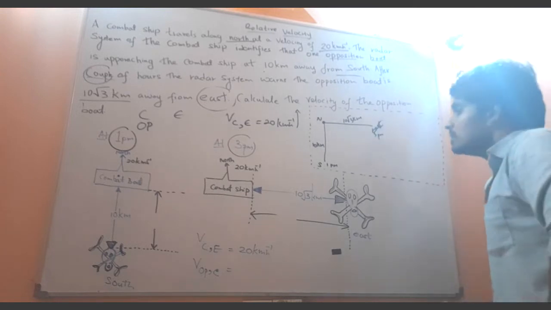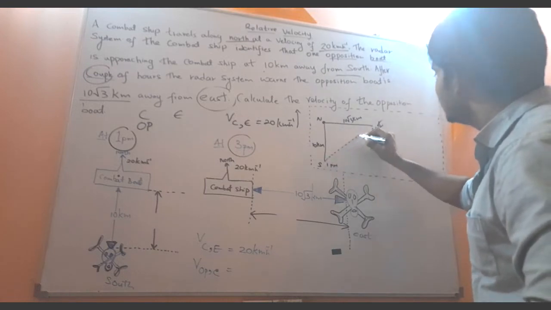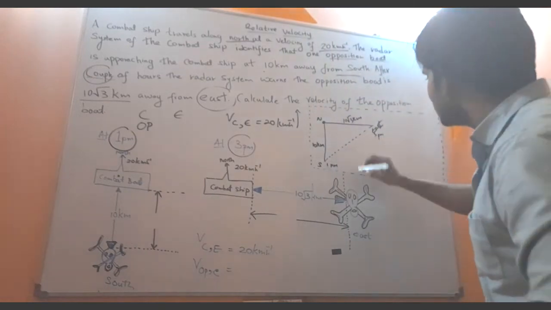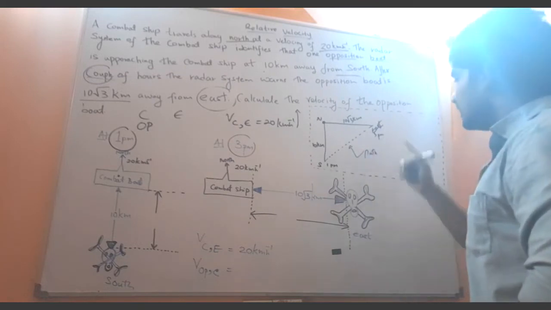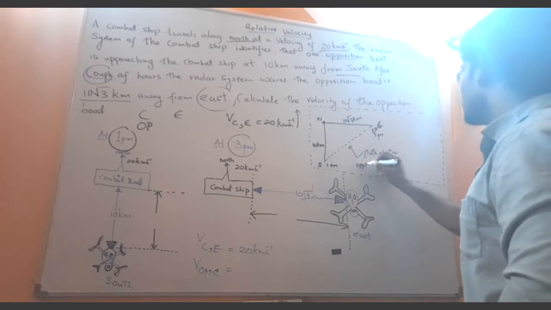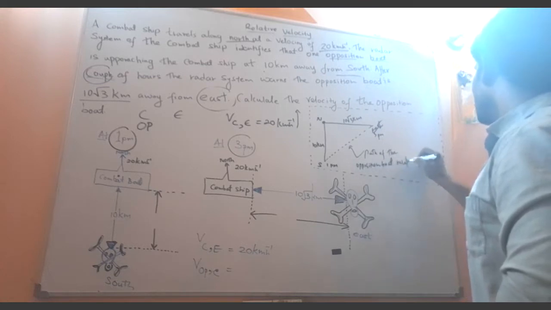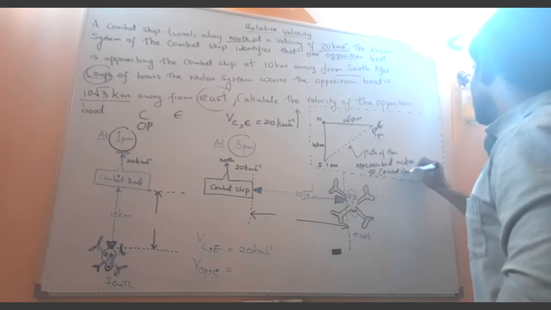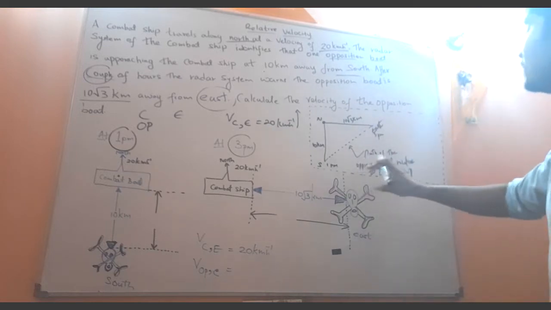Okay. So now if I join these 2 points, here you can see a path. So what is this path? Carefully focus, this is the path of the opposition boat relative to the combat ship.